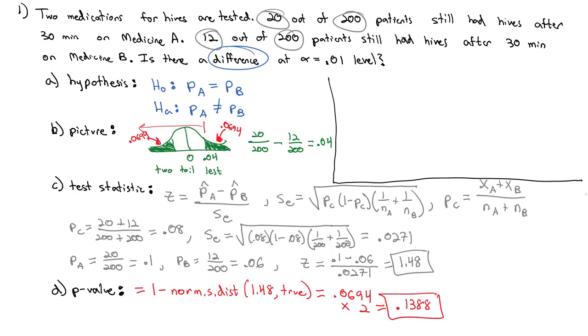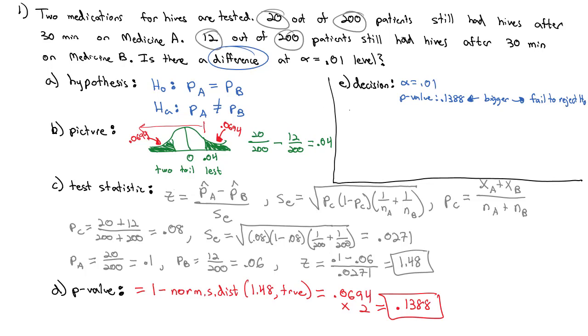So moving to the top right, just so that everything's on one screen, we're ready for step E to make a decision on this hypothesis test. For our decision, we said alpha was 0.01 and our p-value was 0.1388. The p-value is bigger. And we know if the p-value is bigger, we do not have enough evidence to reject the null hypothesis. We're going to fail to reject the null hypothesis.